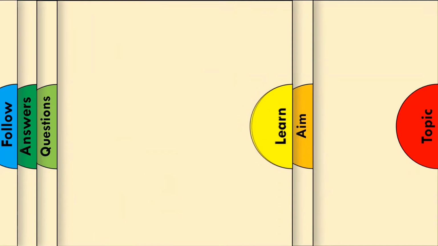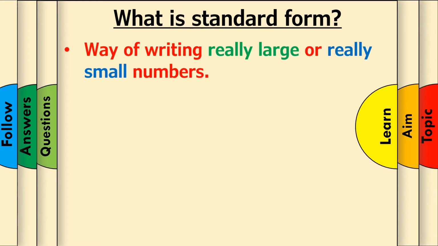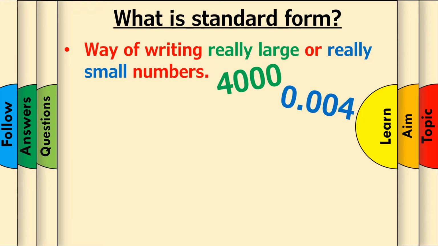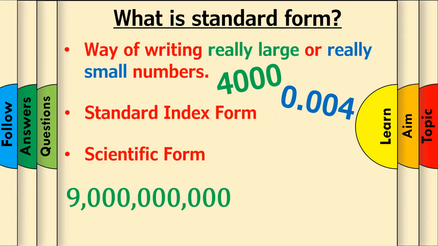First up, what is standard form and why do we use it? Standard form is simply a way of writing really large or really small numbers, like 4000 or 0.004. It may also be called standard index form or scientific form. We use it because it saves lots of time. For example, instead of writing out 9 billion with 9 zeros, we can just write it in standard form, like this.